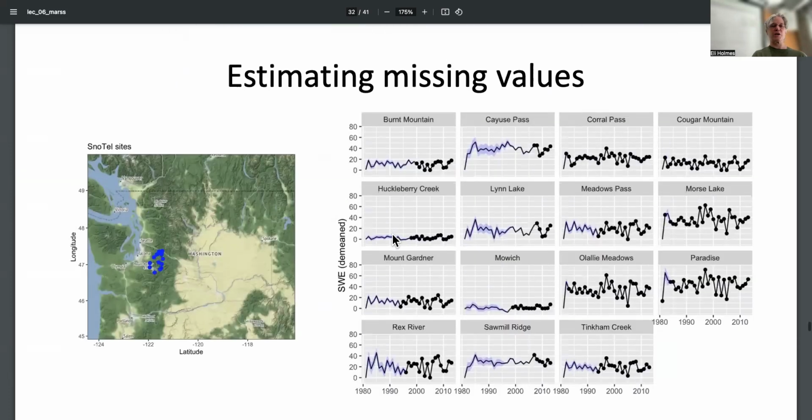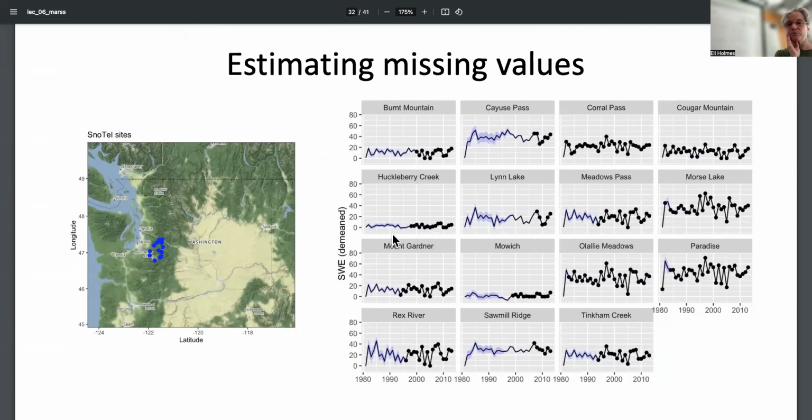Here's another really good example. This is actually from the lab book. So imagine, this is SNOTEL measurements. It's either snow depth or it's SWE, snow water equivalent within the snowpack. And we have these measurements up here in the mountains.